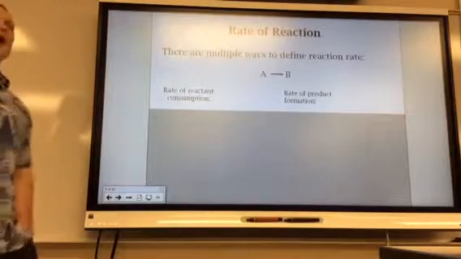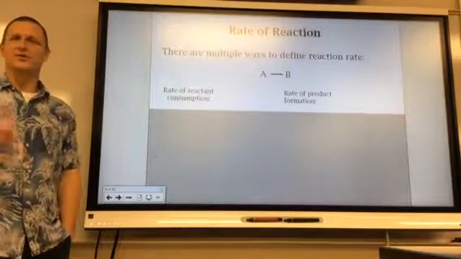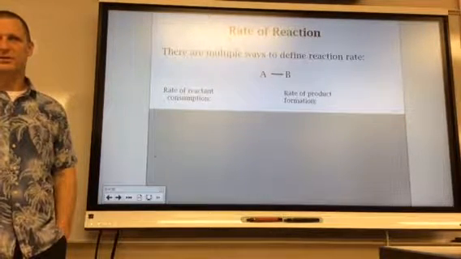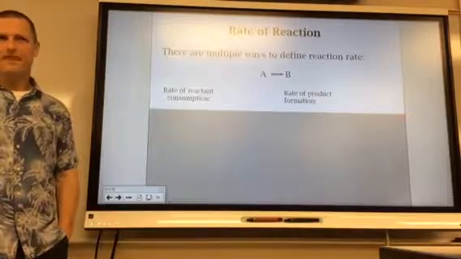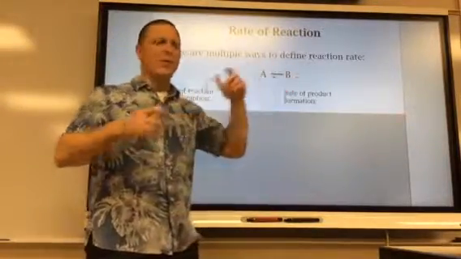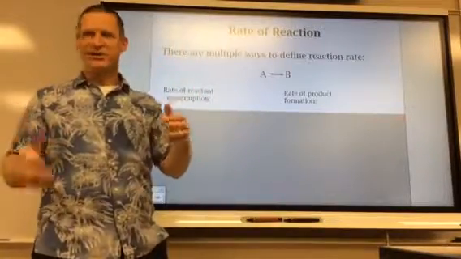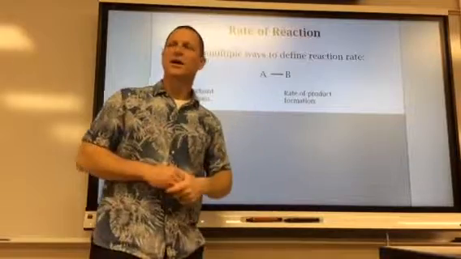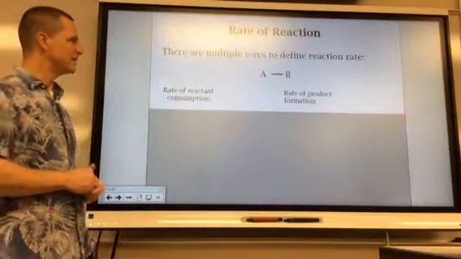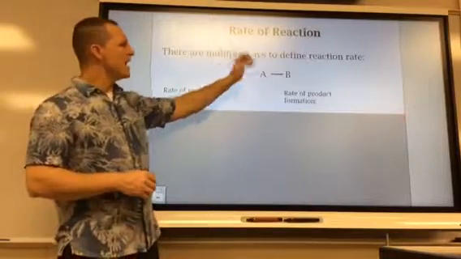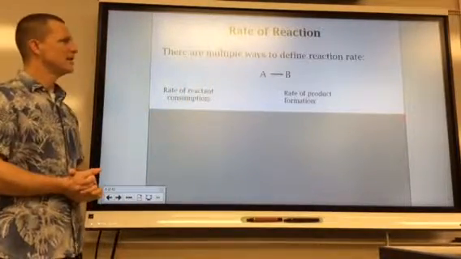Now, when we're talking about how fast a reaction is happening, there's multiple ways to describe the rate of a reaction. In this chapter, I'm going to use generic terms a lot. I won't use actual chemical equations all the time. I'll just say A yields B or A yields products or whatever. You'll see this a lot in here. So A is the reactants and B is the products.